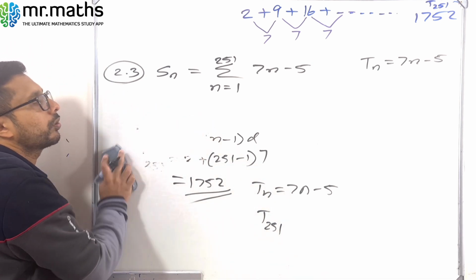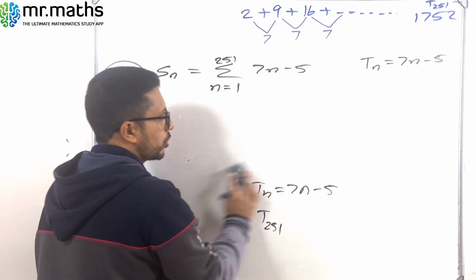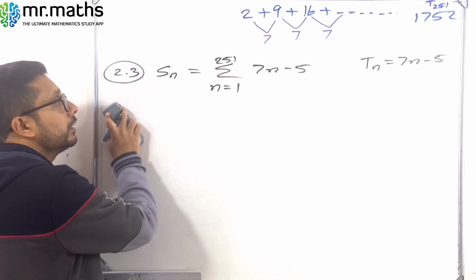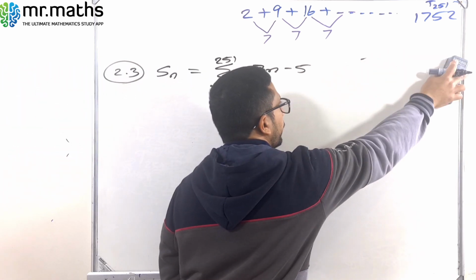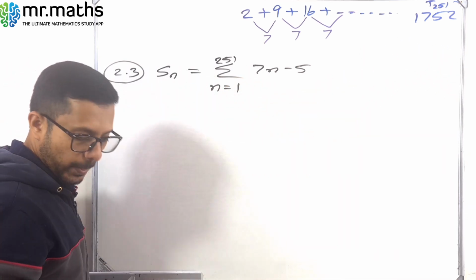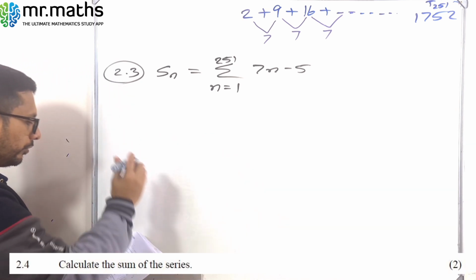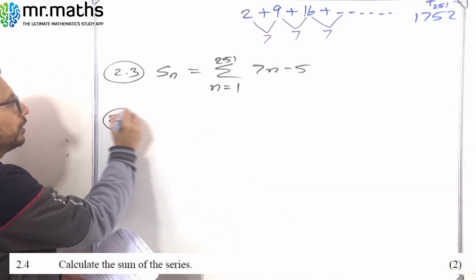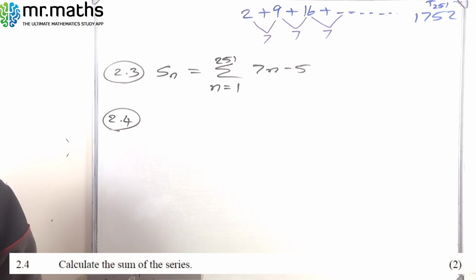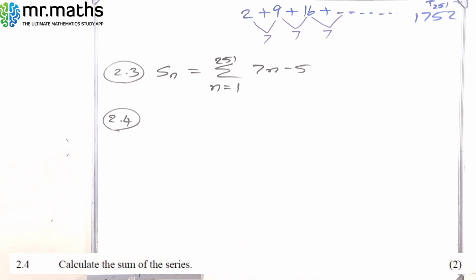Now we wrote the expression in sigma notation. Okay, so that is 2.3. Now let's move to the next question, 2.4. What is that question? Calculate the sum of the series. So you have to find the sum of this series. So this is an arithmetic sequence, am I right, or series?